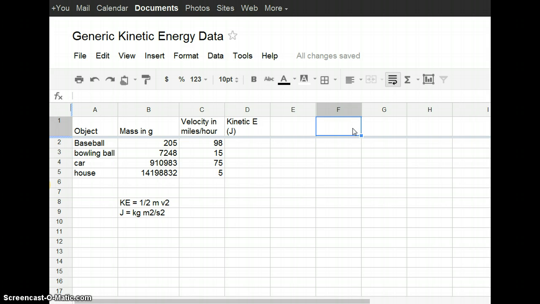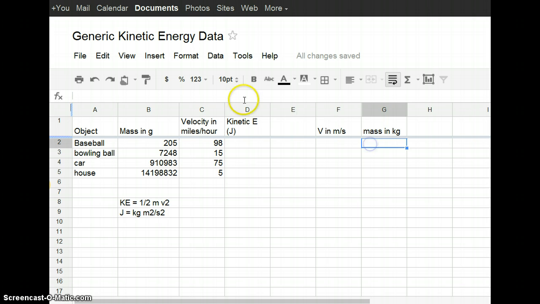So I'm going to put velocity, because I know I need to have a velocity in meters per second. And I need to have a mass in kilograms. So I'm going to do the mass in kilograms first, since it's easy. I need to convert mass in grams into mass in kilograms, and so I know I need to divide by 1,000.